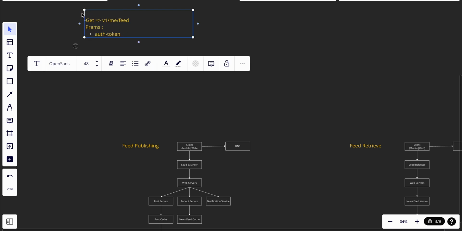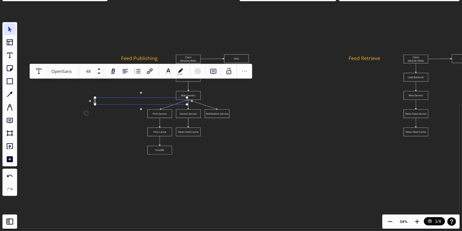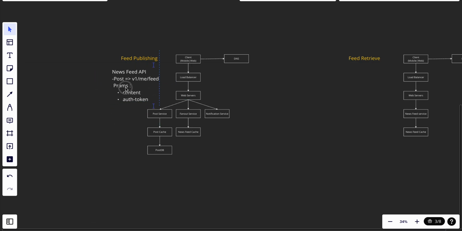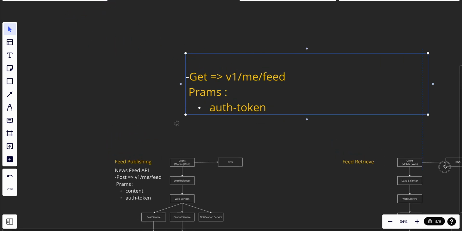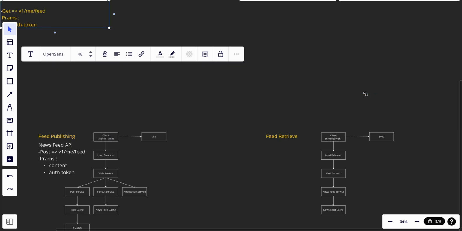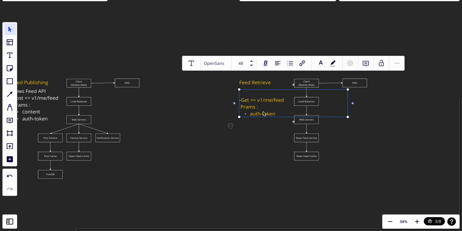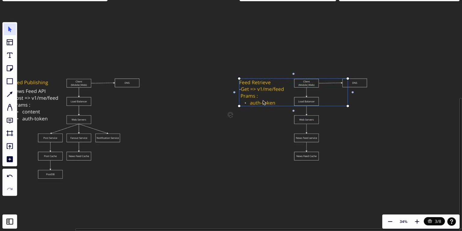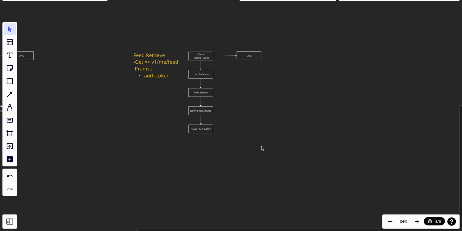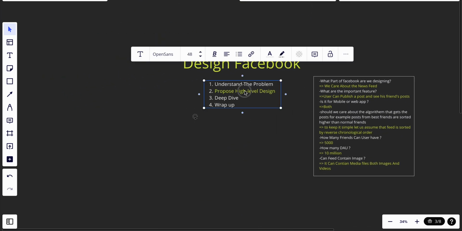Let's just do it like that. For this one, we're using this API, and for this one, we're using this API. And that's it. For this one using this API, and for this one using this API. So let's continue. I guess we finished the proposal of the high level design. So the second step is done, and let's get into the deep dive.